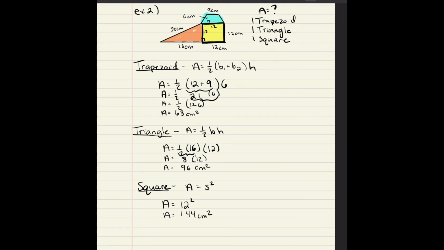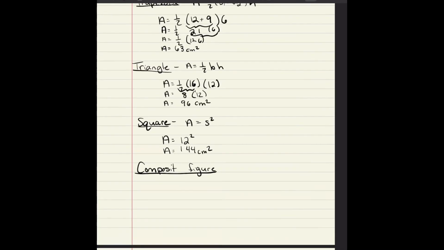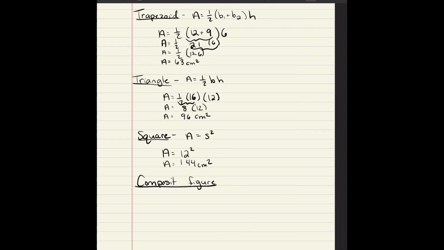Now I'd move on to step 3, which is to multiply by the number of shapes. But I only have one shape each. So usually I would multiply the area I found for one shape by the number of shapes there are, but I don't have that here. I only have one shape of each, so I can move on to find the composite figure's area. So I'm skipping step 3 and going straight to step 4. So I'm going to add all my areas, which is 63, 96, and 144.